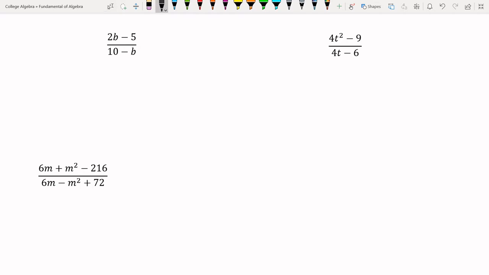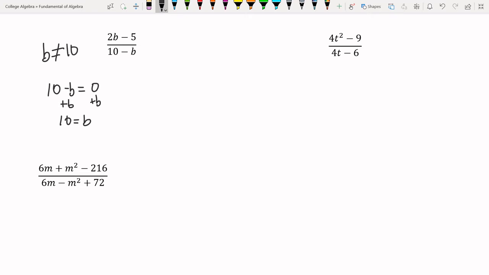So for this first problem, 2b minus 5 over 10 minus b, the first step is to ask, when is this denominator equal to 0? That's quite easy to do. You just set it equal to 0 and solve for b. In other words, when b equals 10, the denominator equals 0. So the first thing we must do is say b cannot equal 10.